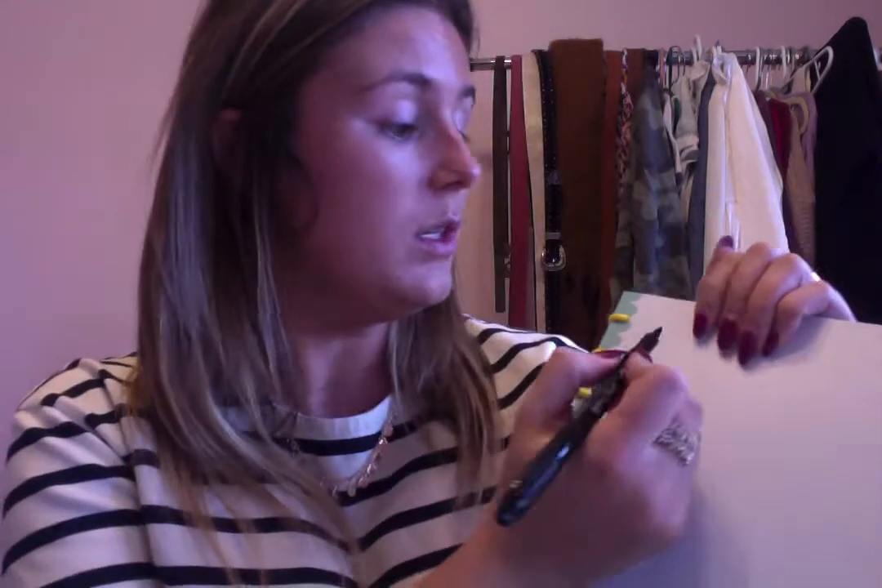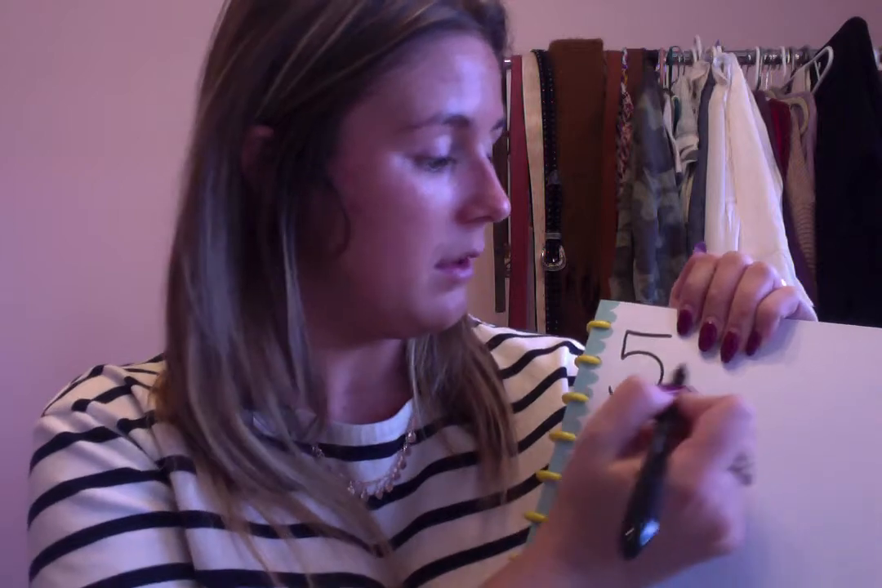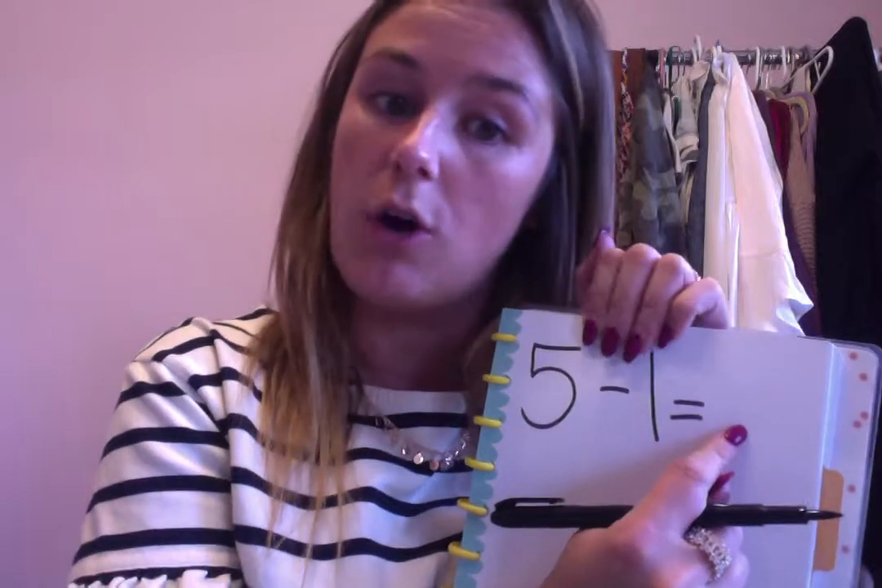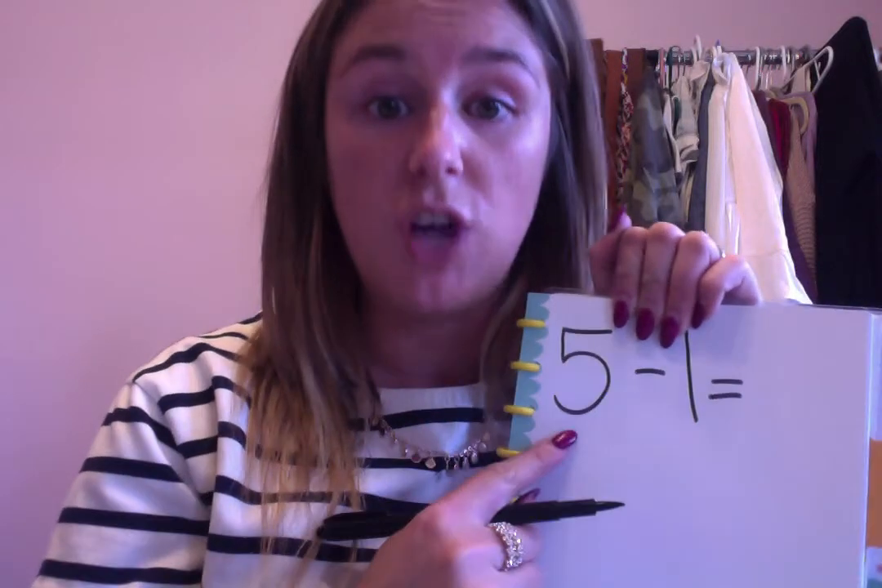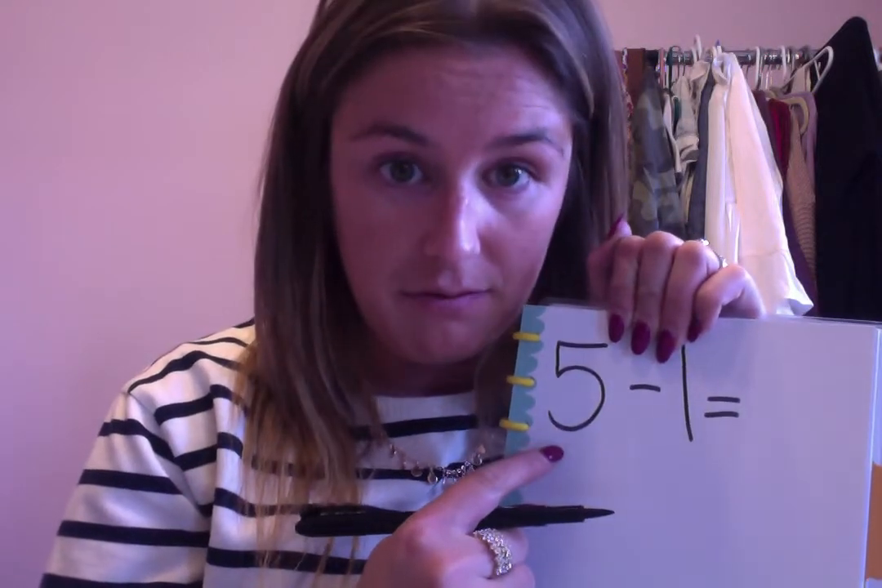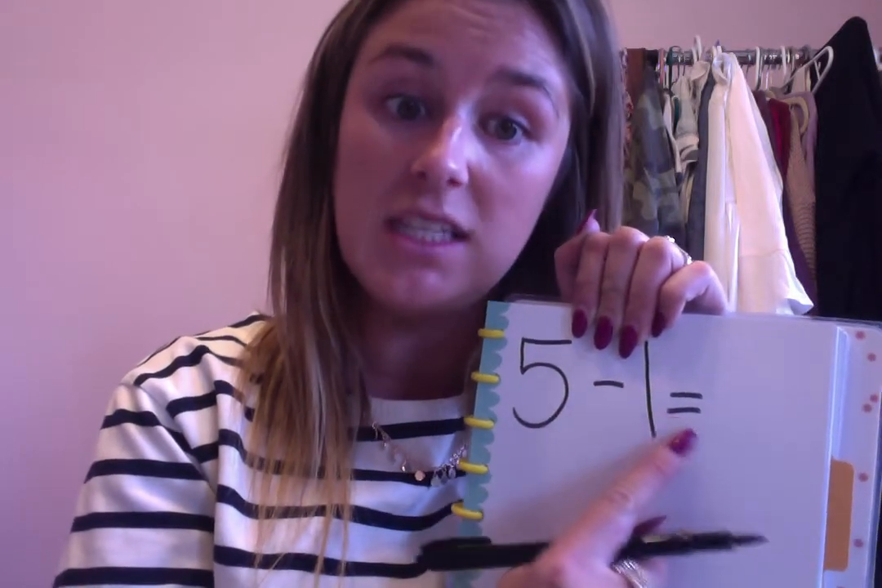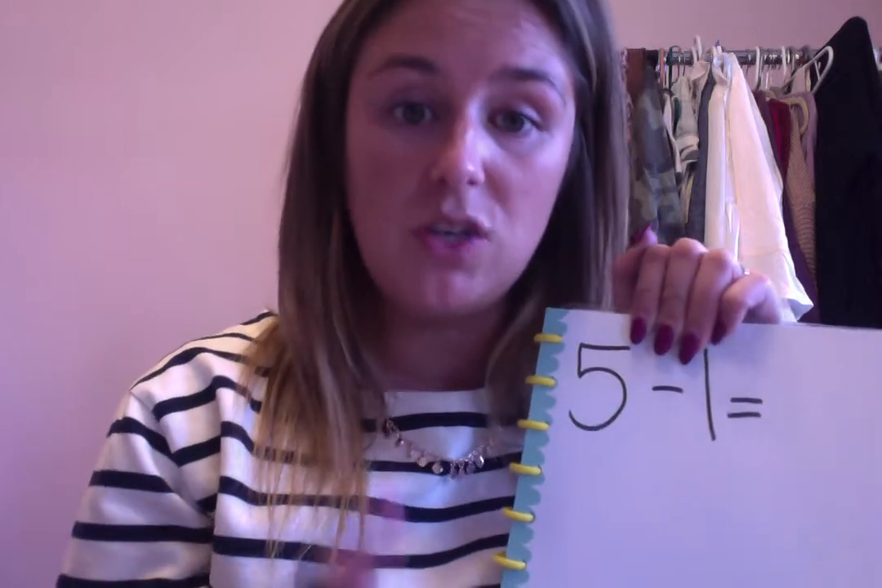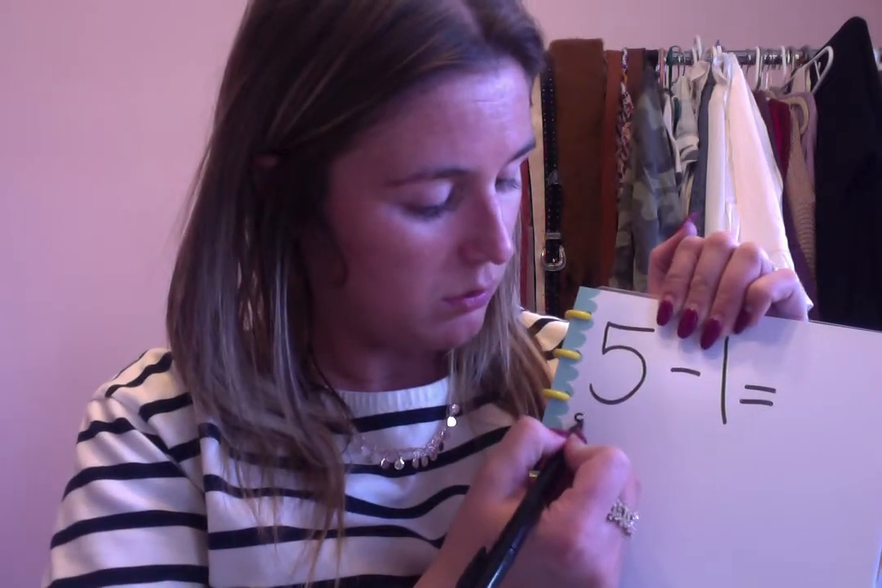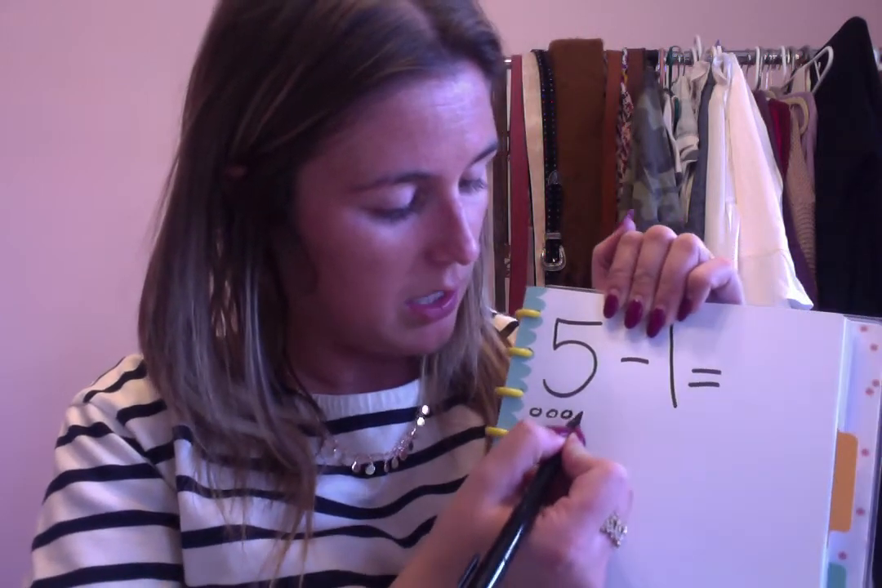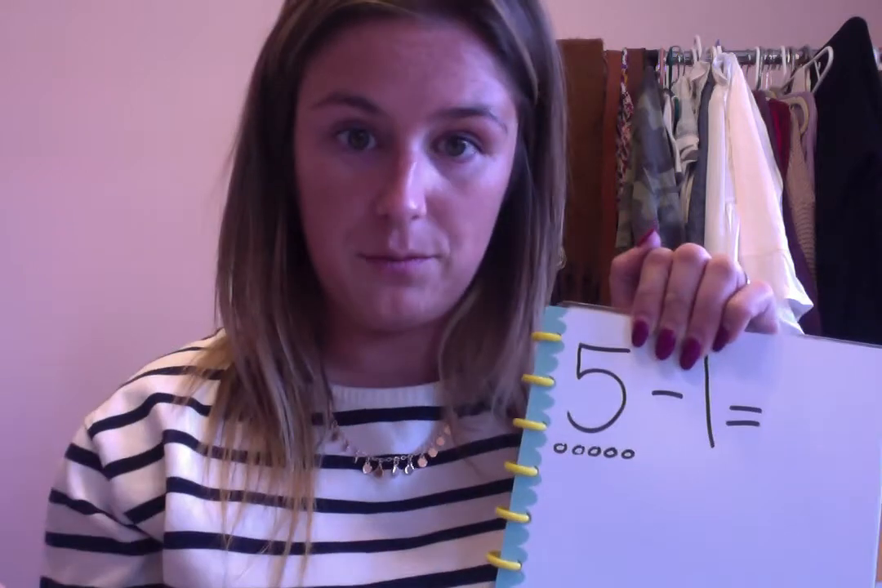We are going to do 5 minus 1 equals. Now I want to know what my difference is. And we know that my difference is my answer in subtraction problems. So I'm going to look to see what number I'm starting with. I'm starting with 5, and I'm taking away 1. 5 minus 1. So what I'm going to do is draw 5 circles. 1, 2, 3, 4, 5.